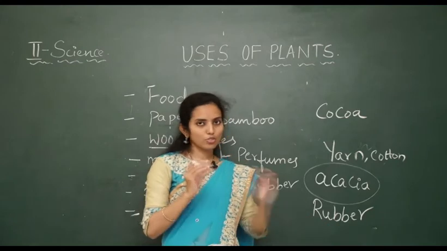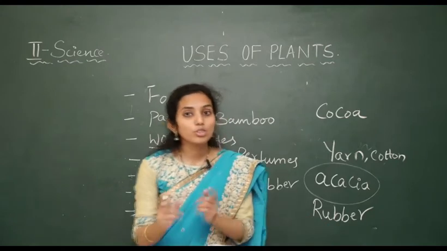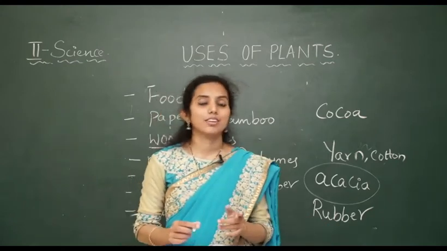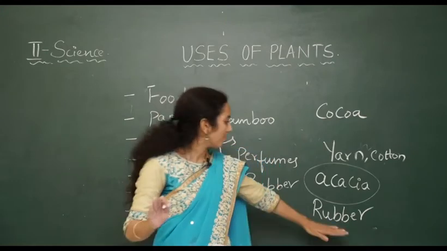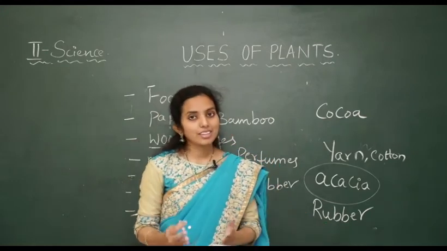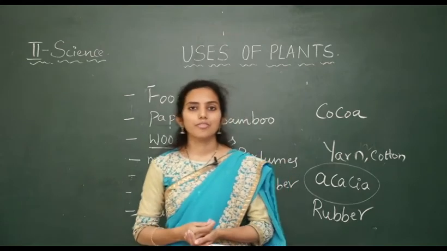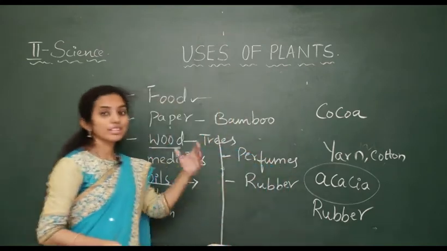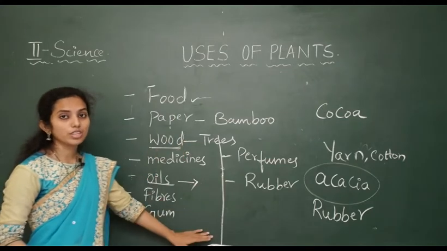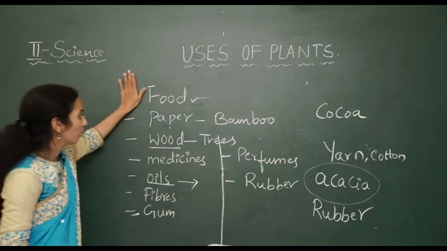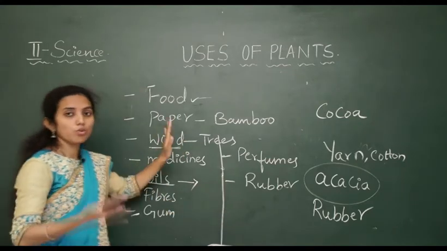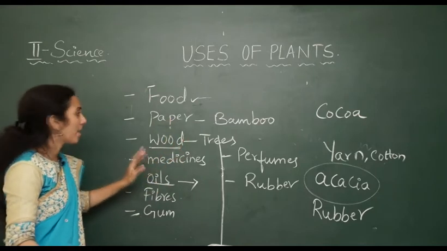So rubber is a soft substance which is also used in the preparation of tires. All types of tires are made from rubber, and erasers are made from rubber, and a few kinds of toys are also made from rubber. So these are the different kinds of uses of plants. We get food from the plants, that is fruits, nuts and vegetables.